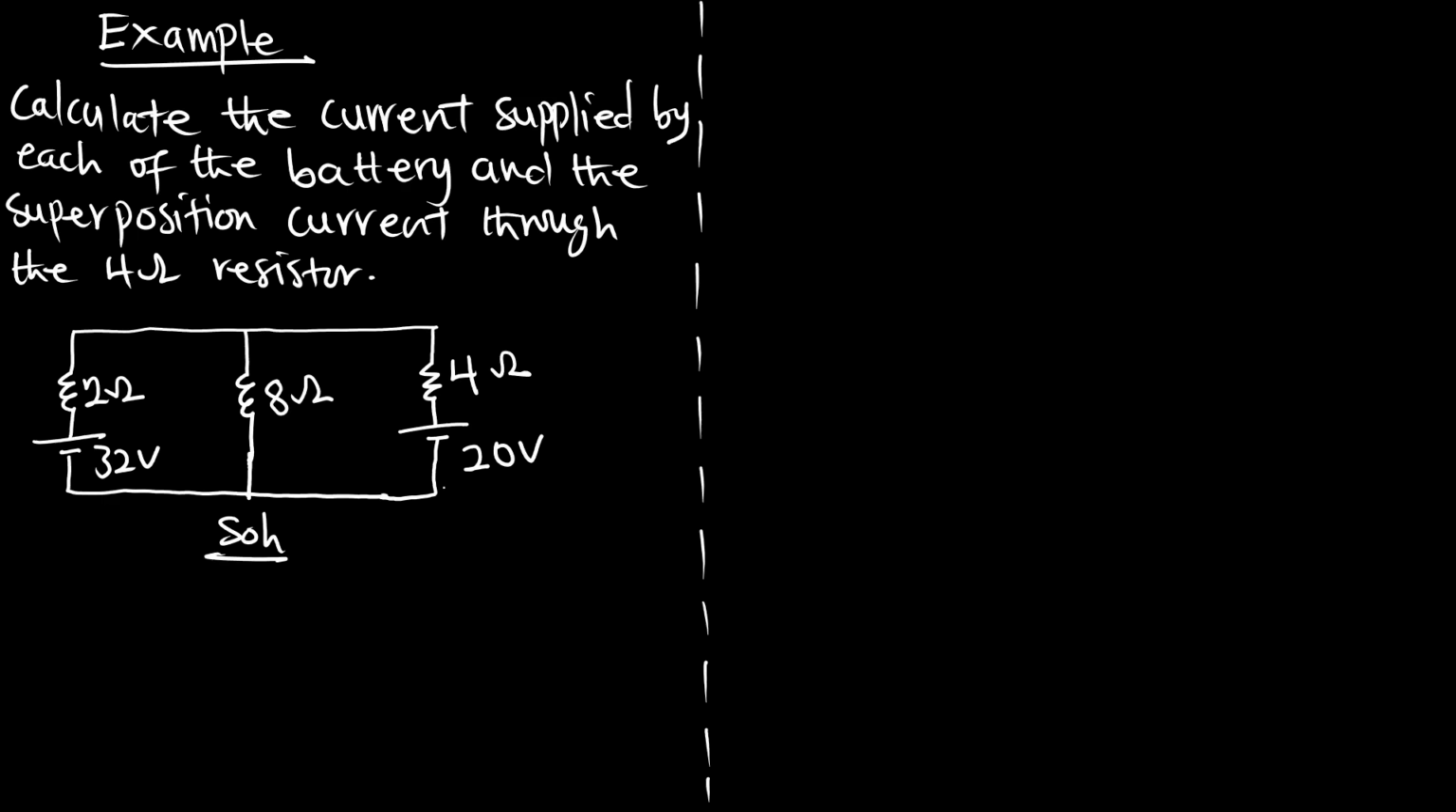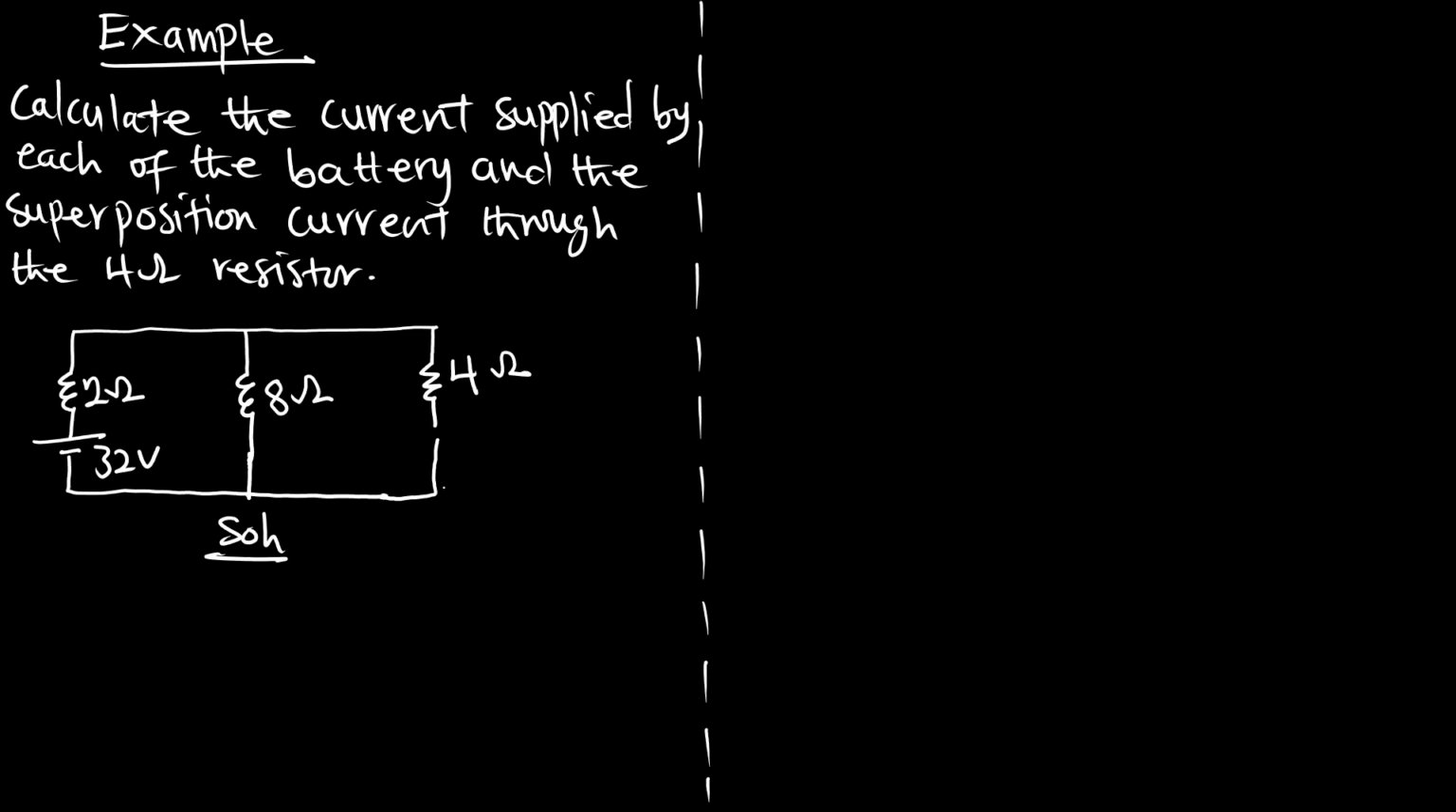So our solution is, first I'm going to consider one of the voltage sources acting alone. I'm going to consider the first one, which is the 32 volt source acting alone, and I will short or open. This is a voltage source, so we are going to short circuit the 20 volts.